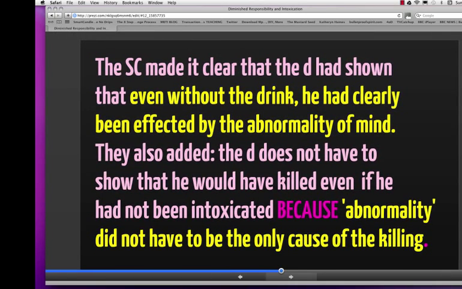And the Supreme Court made it clear that the defendant had shown, in this case, that even without the drink, he had clearly been affected by the abnormality of mind he was suffering. Now, the Supreme Court also added, the defendant does not have to show that he would have killed even if he had not been intoxicated, because abnormality did not have to be the only cause of the killing. This is a very important legal point, okay? So the point made in Doshan is very current. It's important that you understand it. So please pause as you write this down and look very carefully at the information on the screen. Make sure you understand it fully.